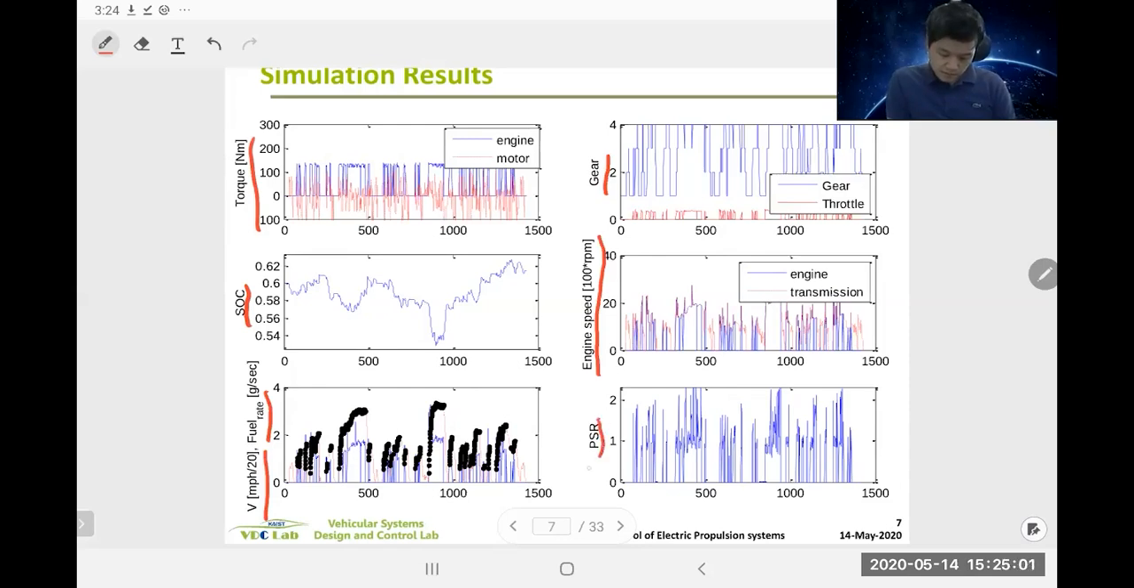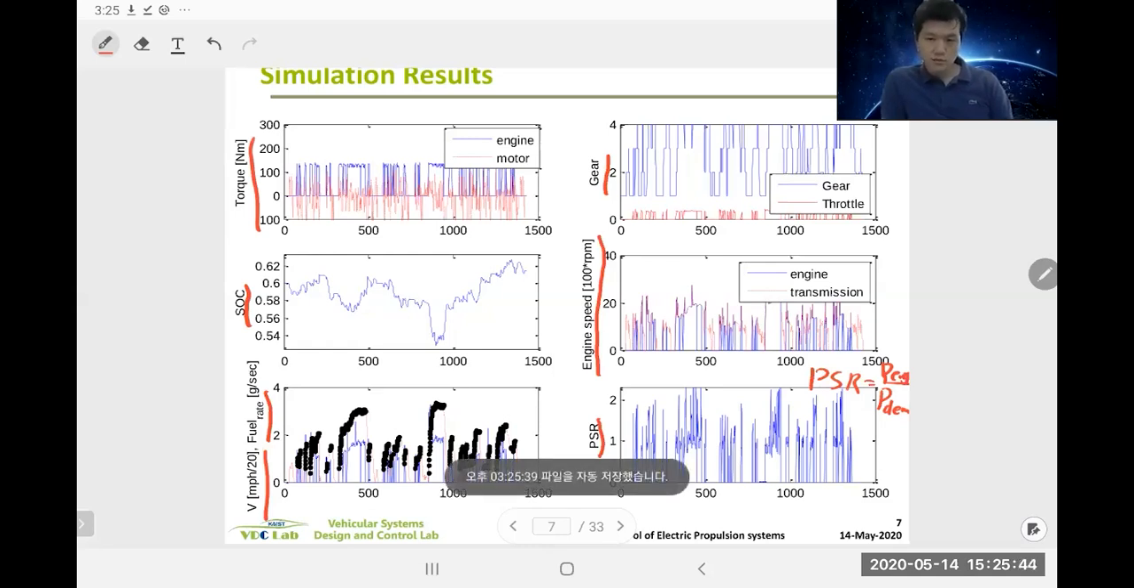And then PSR, power split ratio. PSR is defined as engine power divided by power demand. So if PSR is 1, then it means engine driving mode, engine only mode. If PSR is smaller than 1, then it's power assist. The motor is assisting. If PSR is larger than 1, then it's recharge mode. Then you are charging the battery.